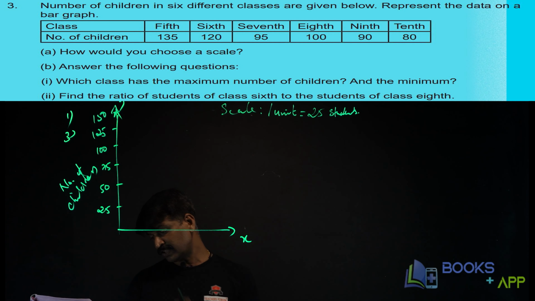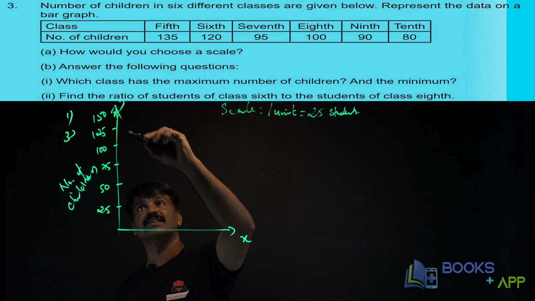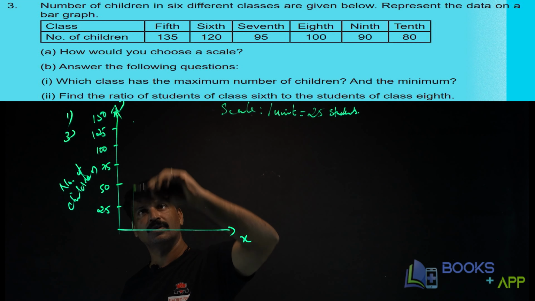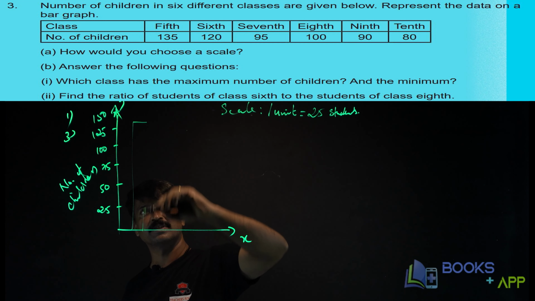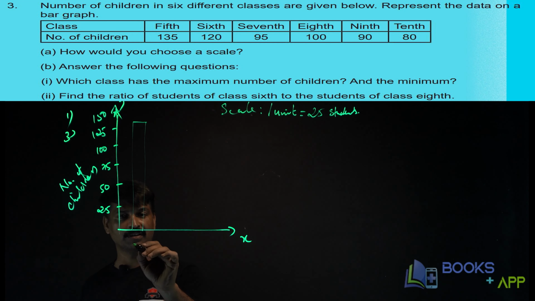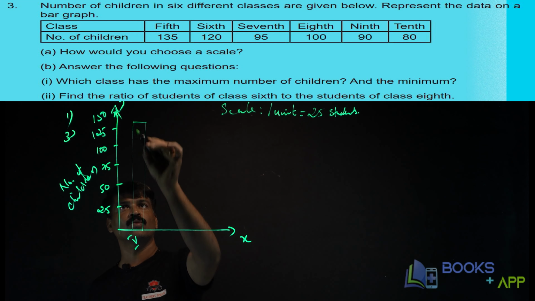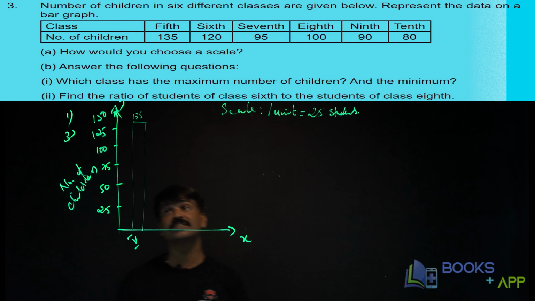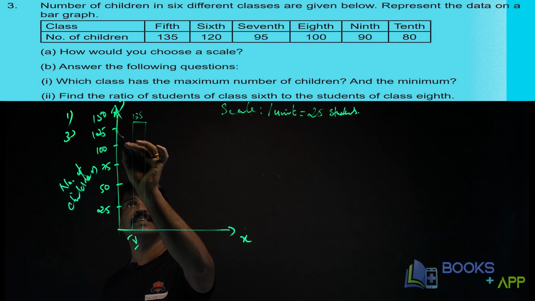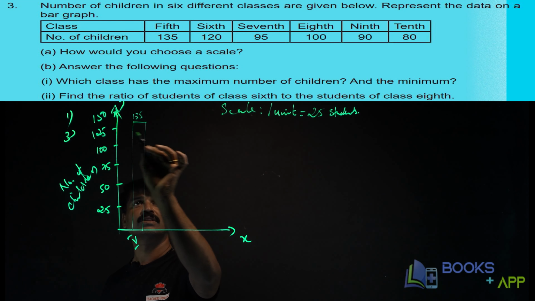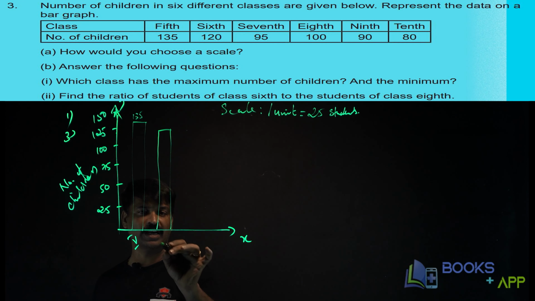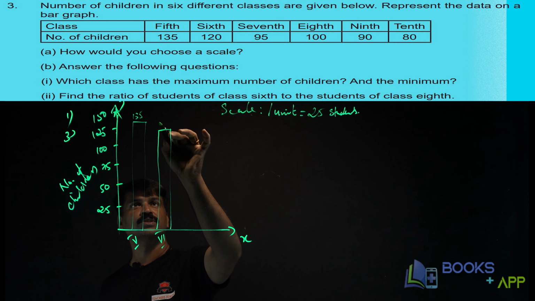Now, in 5th standard, we have 135 students. That means about here it will be 135. So this bar represents the number of students in 5th standard, that is 135 students. Then 6th standard, we have 120 students. So it is 100, it is 125. So here it will be 120. So in 6th standard, we have 120 students.